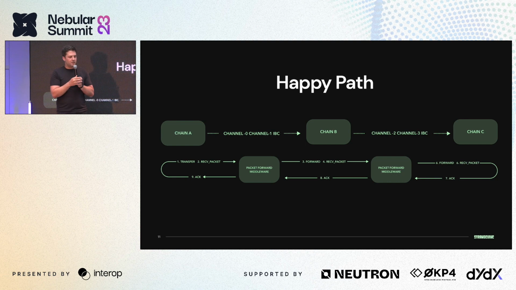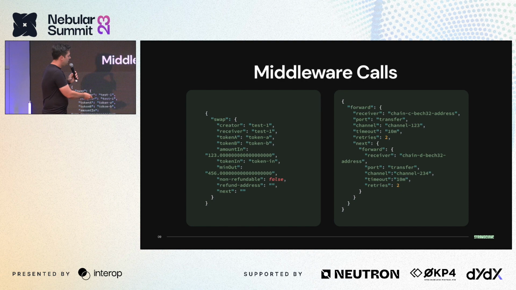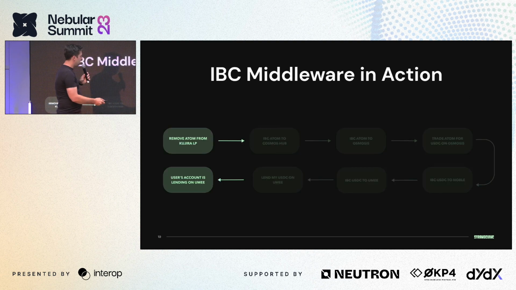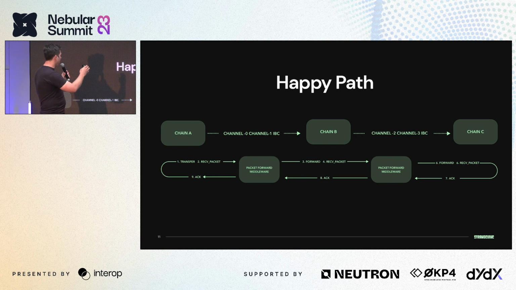So this is the flow for packet forward middleware. The first thing that happens is the user initiates a transfer, the packet gets received over on the receiving chain, and then we enter the packet forward middleware, which then forwards the packet that's received on the next chain. The bottom flow here is a 4-packet example. It would be this piece of JSON over here. And then the acknowledgements come back. And if you'll notice, the acknowledgement only returns to the first chain once the entire flow has unwound. So it allows you to process these things in an atomic way.